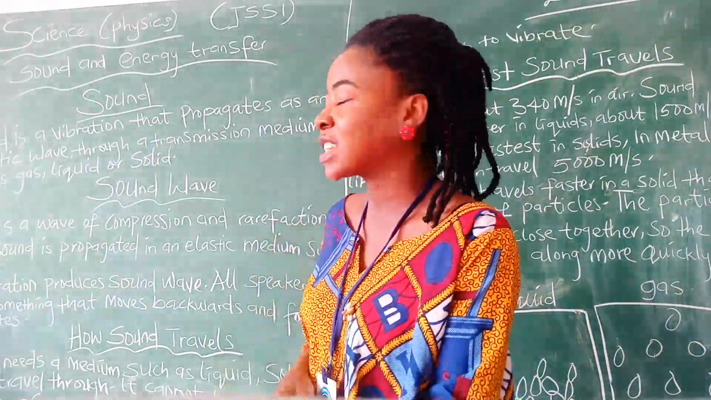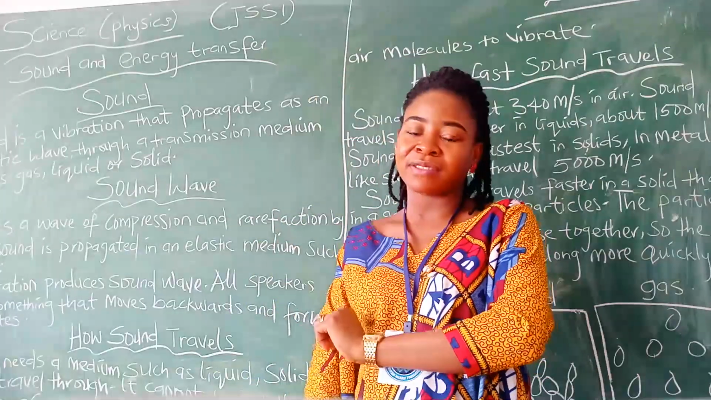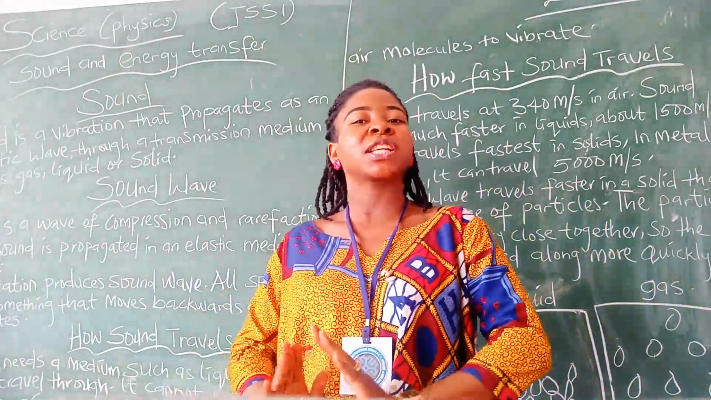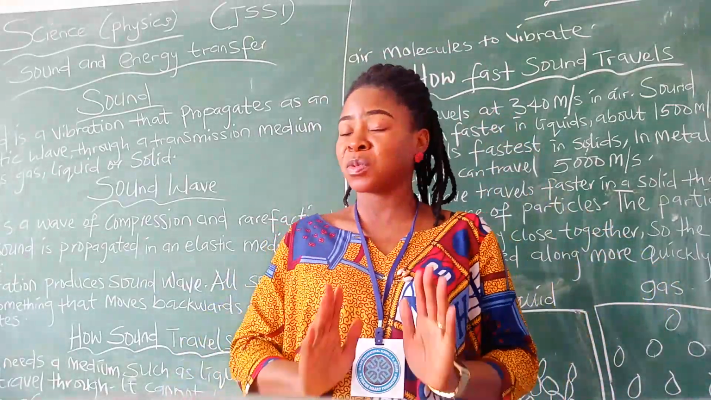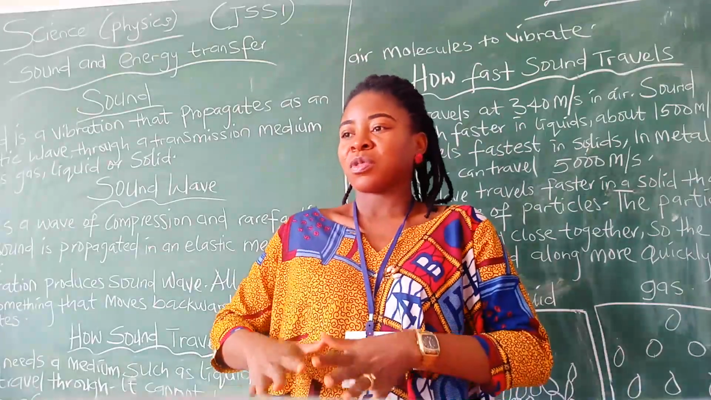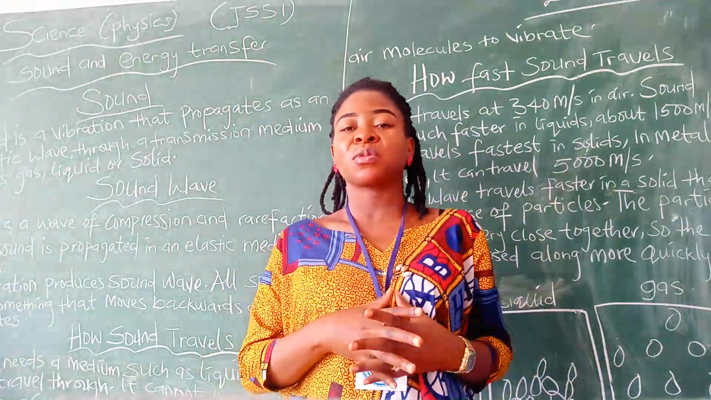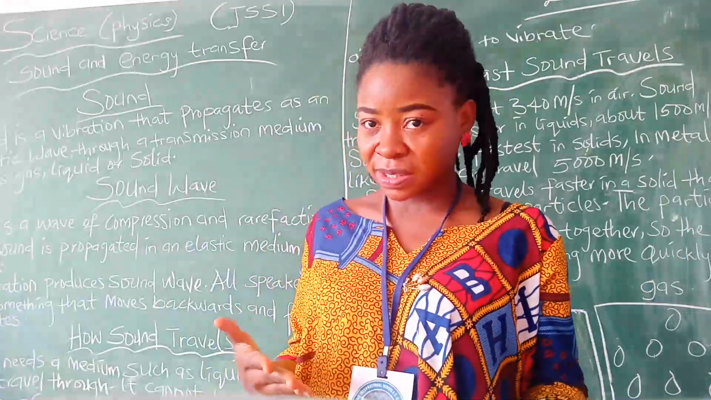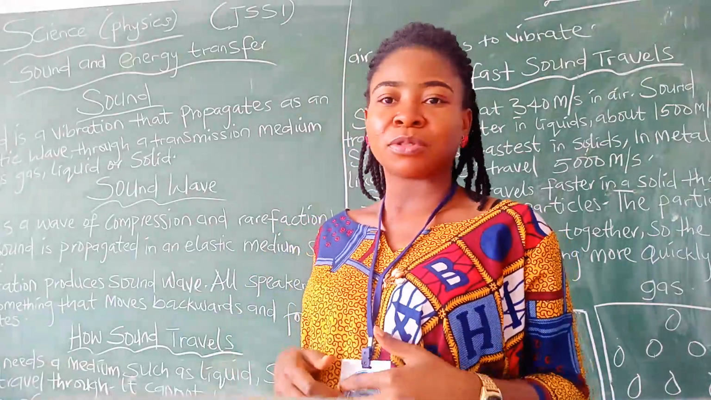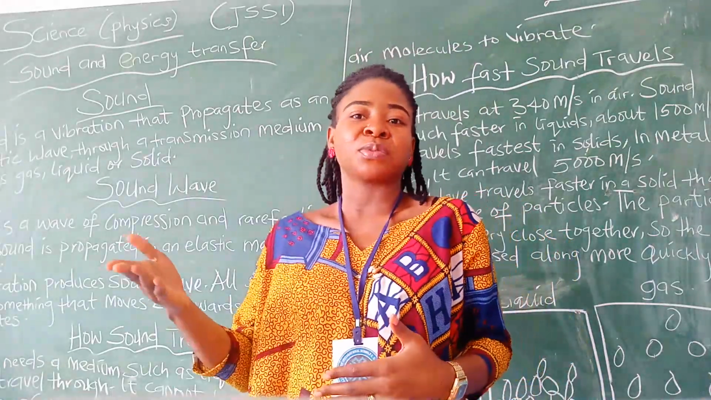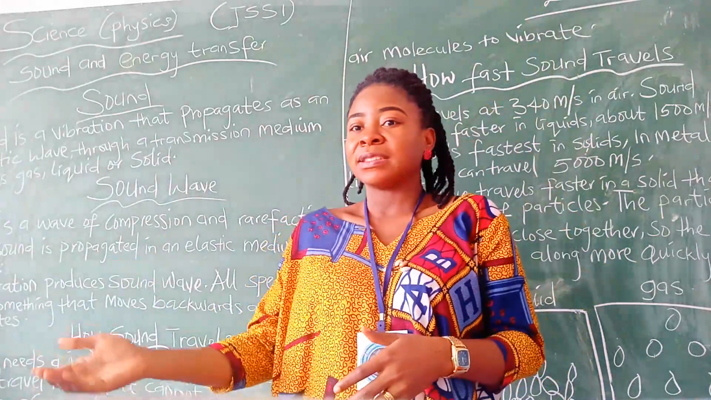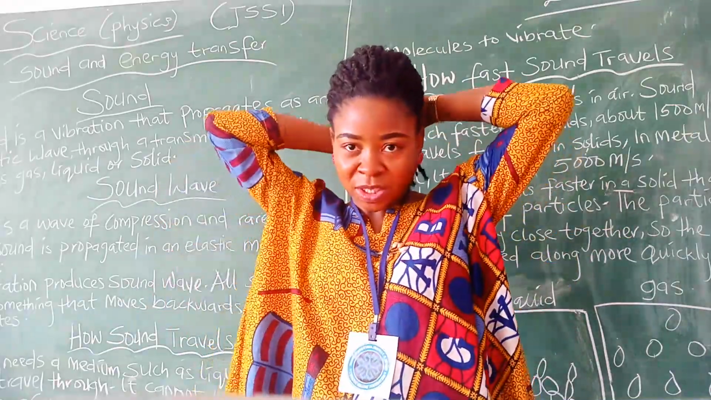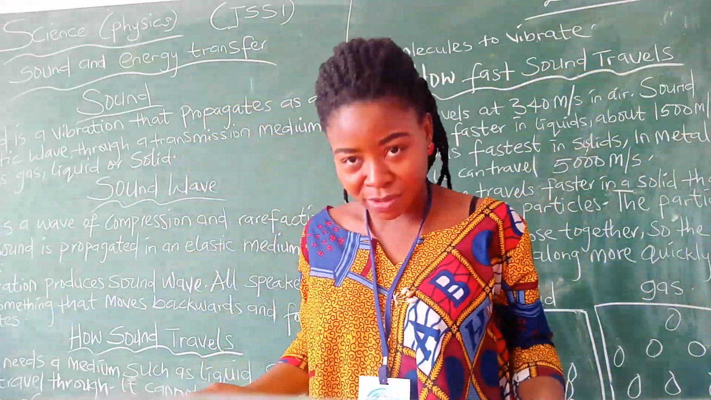Okay, let's proceed to how sound travels. Now, when you want to travel from Equatorial Guinea to Spain, there must be a means, a way for you to travel, right? When you want to travel from Equatorial Guinea to Nigeria, there must be a way. When you want to travel from Equatorial Guinea to Cameroon, there must be a means. Now, how do you travel? Some people travel by ship, by air, by land, different ways.